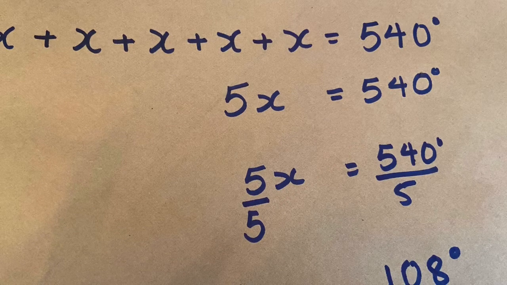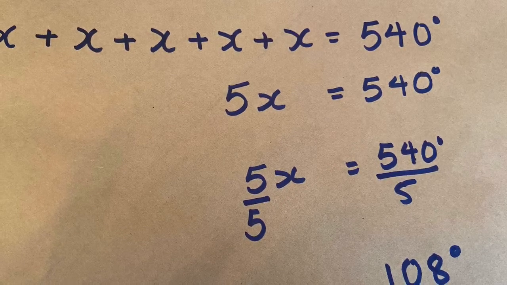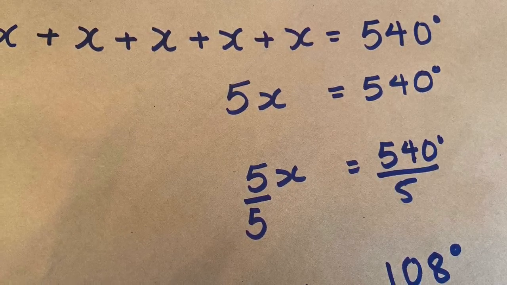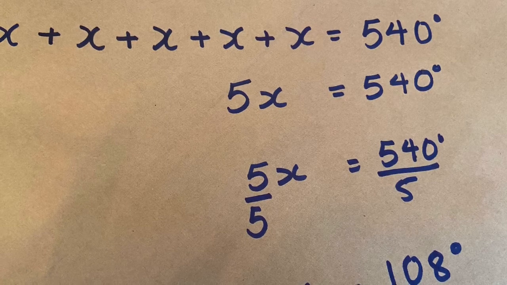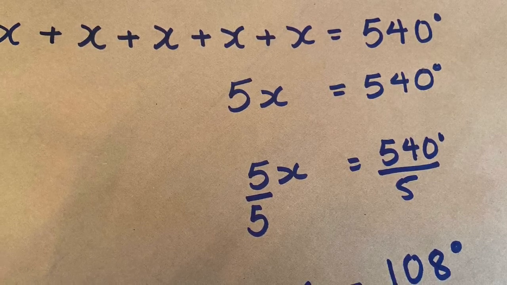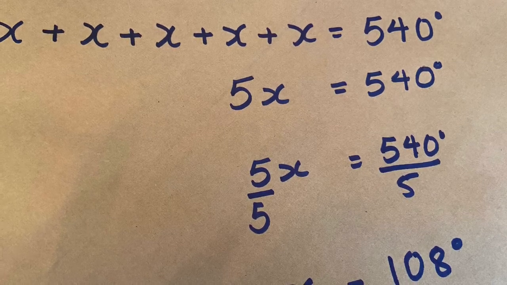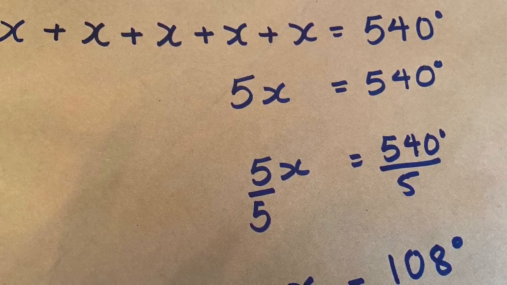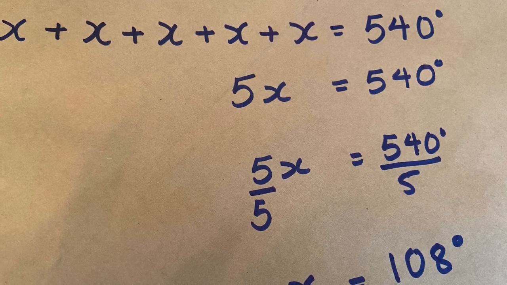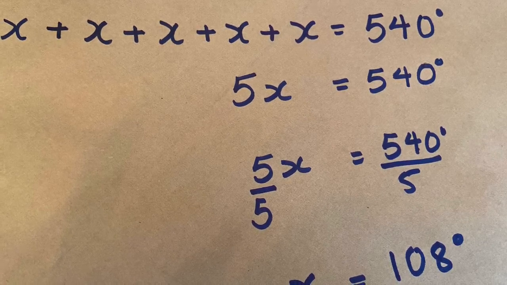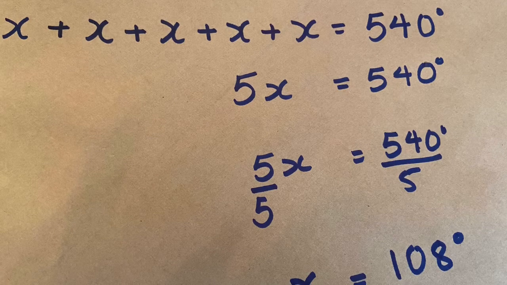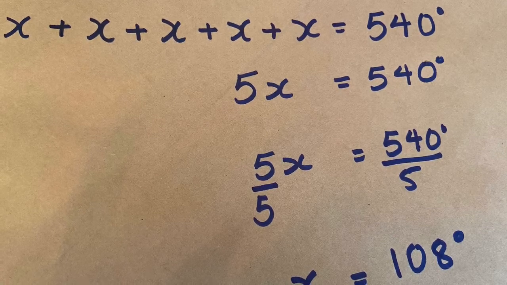Let's look at the math that I have done on my table. I have done X plus X plus X plus X plus X is equal to 540. I added up five X's together because there's five angles and all those angles are the same. And so 5X is equal to 540 degrees. But I don't want to know what five X's are equal to. I want to know what just one X is equal to.